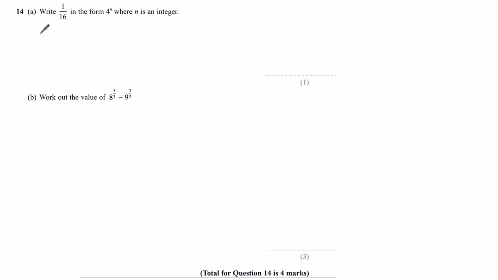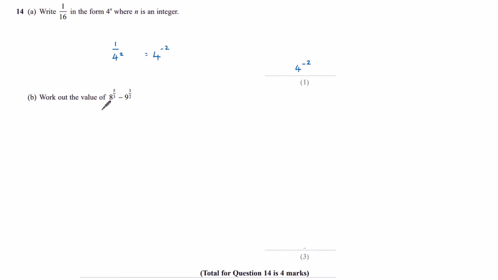Question 14. Part A, write 1/16 in the form 4 to the power n, where n is an integer. So firstly, let's look at 16. Hopefully we recognise 16 as a square number. In fact, it is 4 squared. So we can write this as 1 over 4 squared. And now what we need to know is that 1 over 4 squared is the same as 4 to the power minus 2. And so this can be written as 4 to the minus 2.